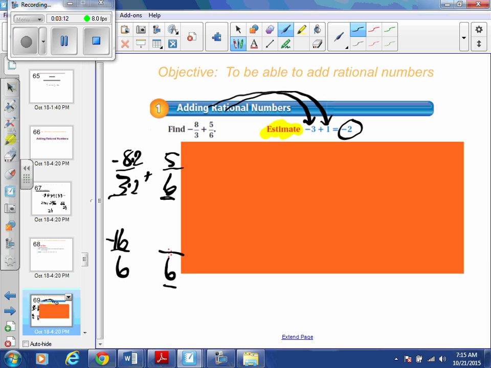Then we're going to change our second fraction. My old denominator was 6, my new denominator was 6. So actually I didn't have to change anything at all. I just took 6 times 1 to get 6. Then I just take 5 times 1, which is still 5/6.